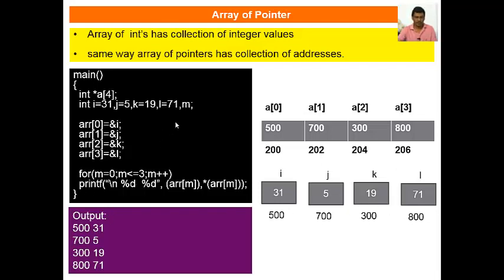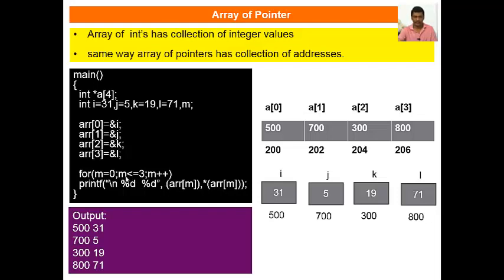In the for loop, we initialize m to 0, then compare with the condition: 0 less than or equal to 3, the condition is true. So we display *ar[m]. What is the value of m? m is 0. What is ar[0]? 500. Star of ar[m] is the value at 500, which is 31. It displays 31.